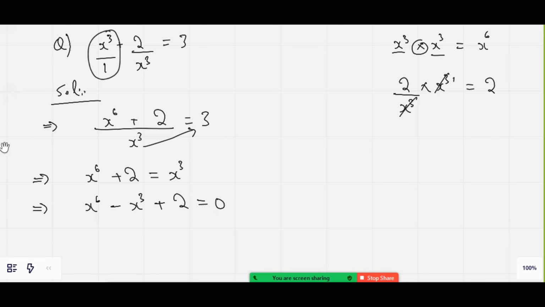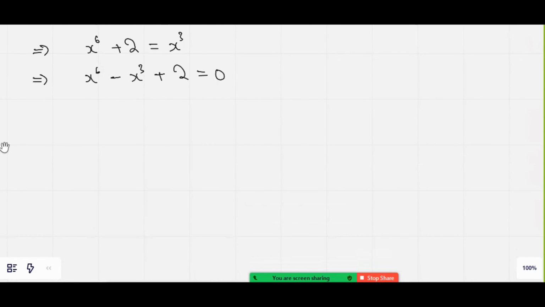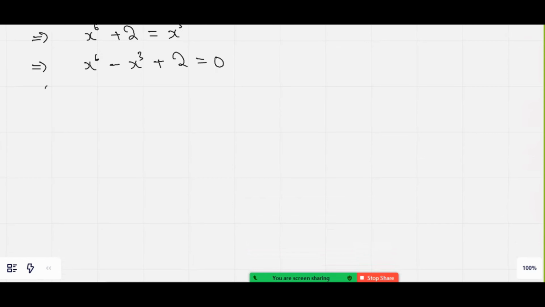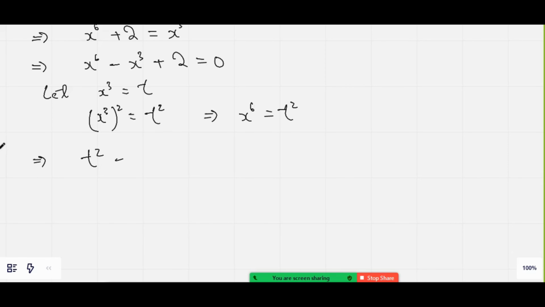Let x cube equal t this time. Now when you square both sides, you come to know that x power 6 is equal to t squared. So in place of x power 6 you write t squared, in place of x cube you write t, plus 2 equals 0. This is a nice quadratic format. Now we need to factorize this.